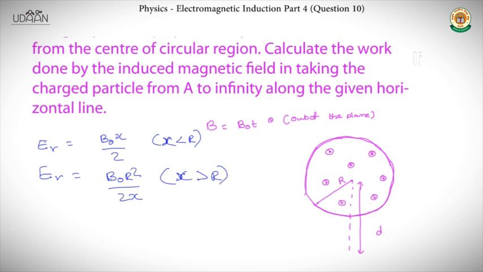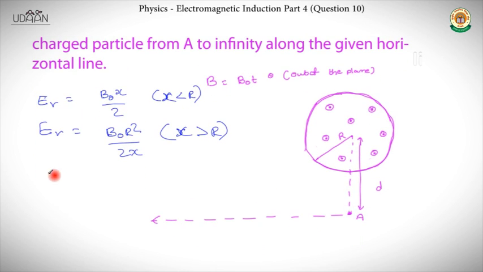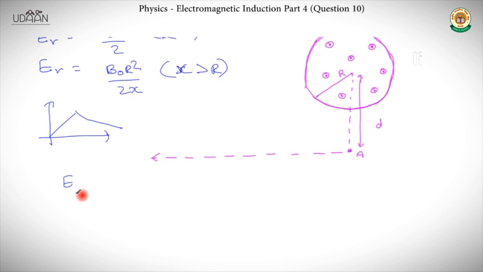Exactly. So I have even plotted a graph before that E would be increasing till this point, and after this it starts decreasing. So at this point it would be B naught r square by 2x, and it will be in this direction. It will form a concentric circle, right? E would be in this direction.